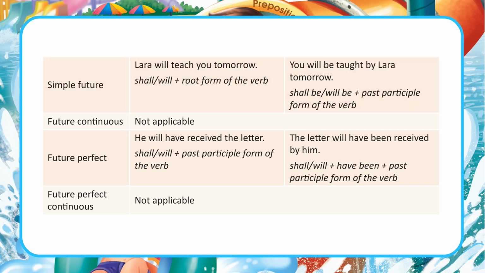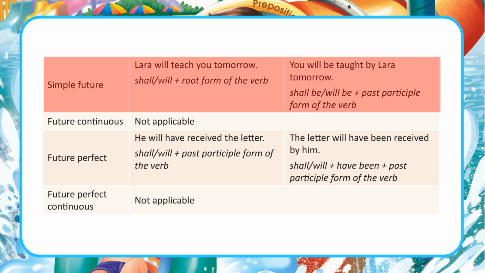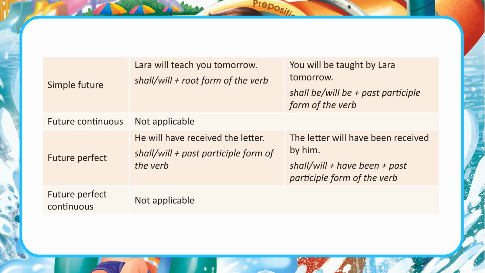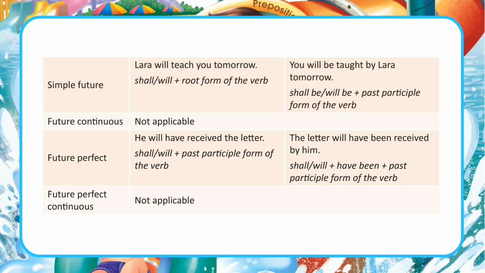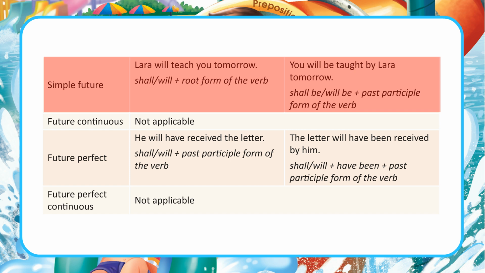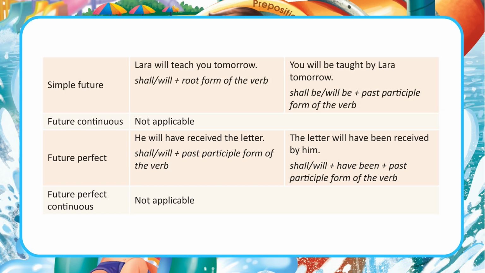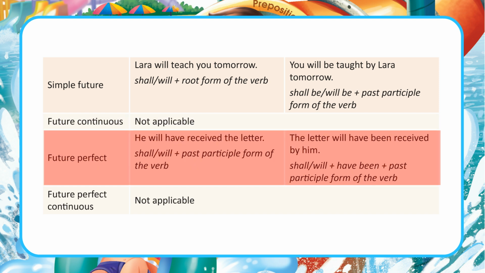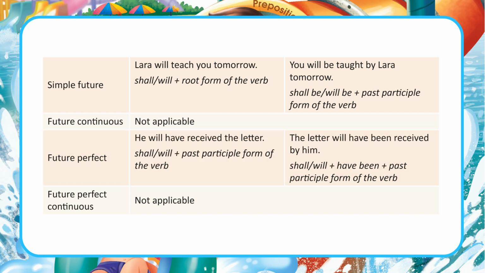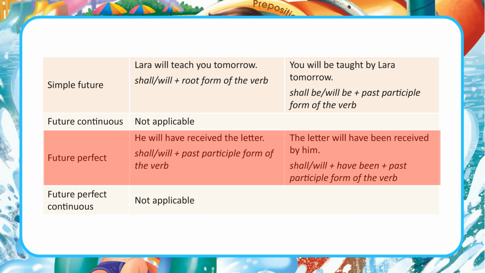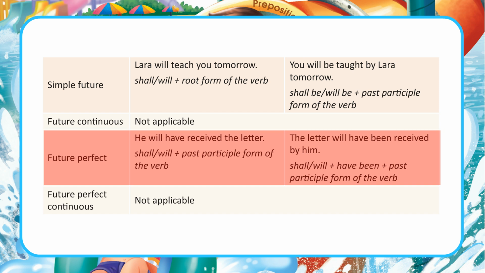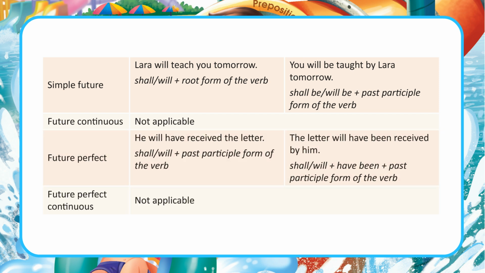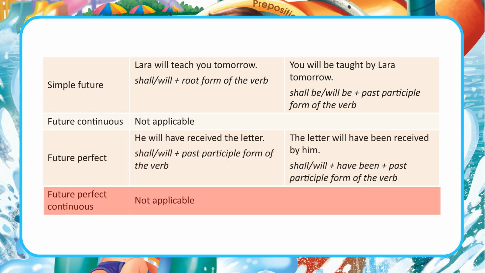Simple future. Lara will teach you tomorrow. Shall/will plus root form of the verb. You will be taught by Lara tomorrow. Shall be/will be plus past participle form of the verb. Future continuous. Not applicable. Future perfect. He will have received the letter. Shall/will plus have plus past participle form of the verb. The letter will have been received by him. Shall/will plus have been plus past participle form of the verb. Future perfect continuous. Not applicable.